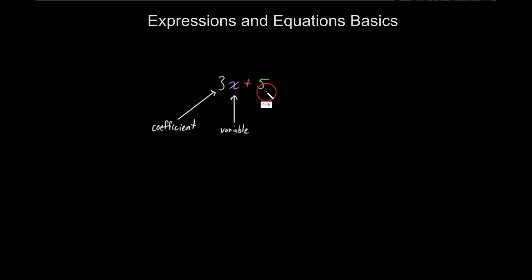And this 5 right here, this is our constant. And a constant is a number that stays fixed in an expression. So this is not going to change. No matter what, this 5 is going to stay constant right at 5.